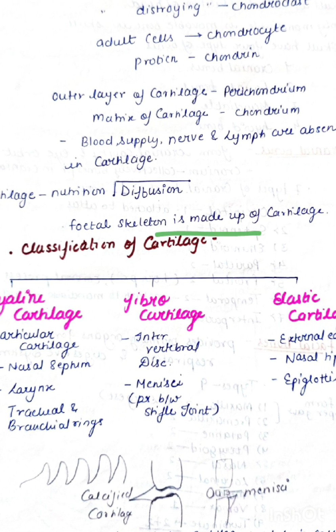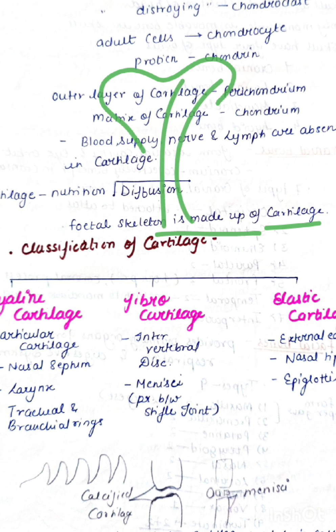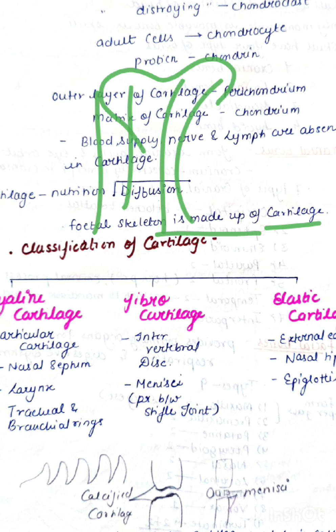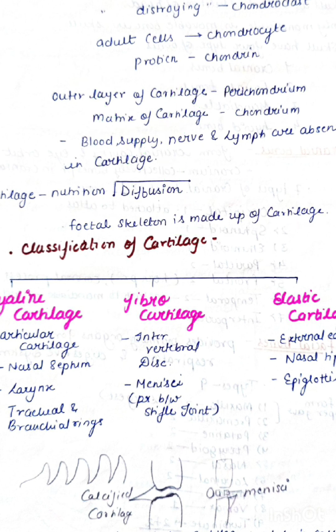The fetal skeleton is made up of cartilage. For example, we can see this in the placental membrane. This is the placental membrane, this is the fetal body, and this is the maternal body. The protein and other nutrients are transferred into this part because of diffusion, because of the cartilage. So it is formed by the cartilage.